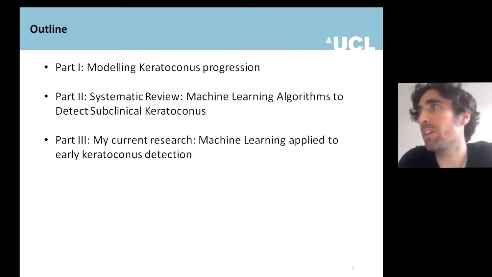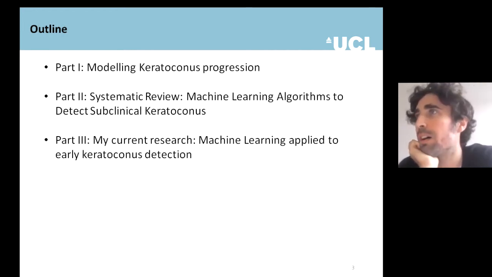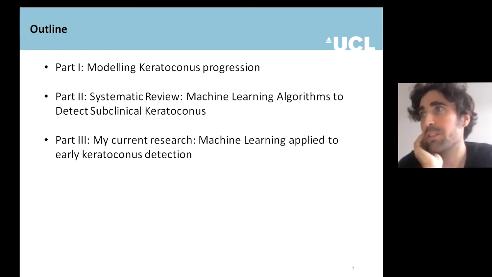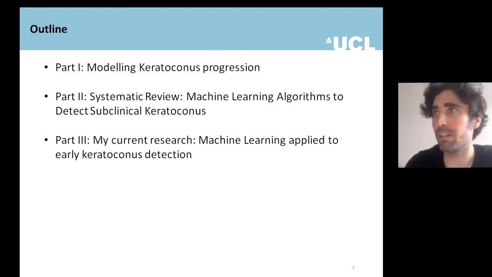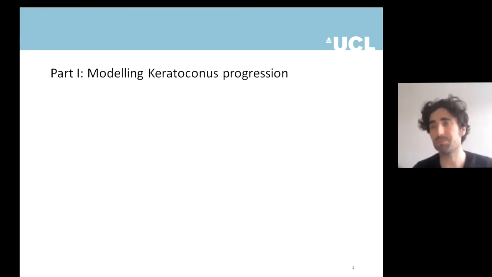So this talk is going to be divided into 3 parts. The first part is discussing my work on modeling keratoconus progression, specifically progression to cross-linking. The second part is going to be talking about my systematic review, which was the first piece of work I did for this PhD. It formed my literature review, and this was into machine learning algorithms applied to subclinical keratoconus detection. And the third part is going to be my current research, which is still a work in progress, and this is machine learning applied to early keratoconus detection. So parts 2 and 3 are very closely related. Anyway, on to the first part.